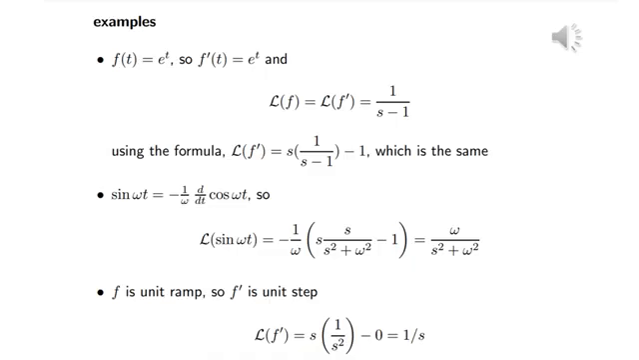In general, another one is f as a unit ramp. F is a unit ramp, so f' is a unit step function. Then the Laplace transform of f' is s times 1 over s squared minus 0. This first s comes from the formula, 1 over s squared is the Laplace transform of the unit ramp, and minus 0 is the value coming from f(0), which is 0. So it is 1 over s.